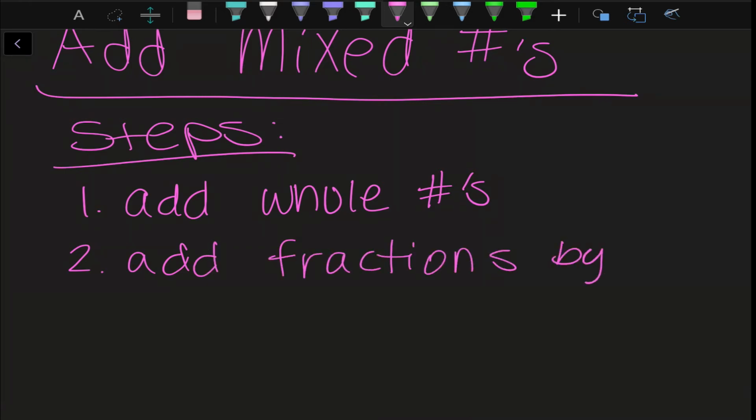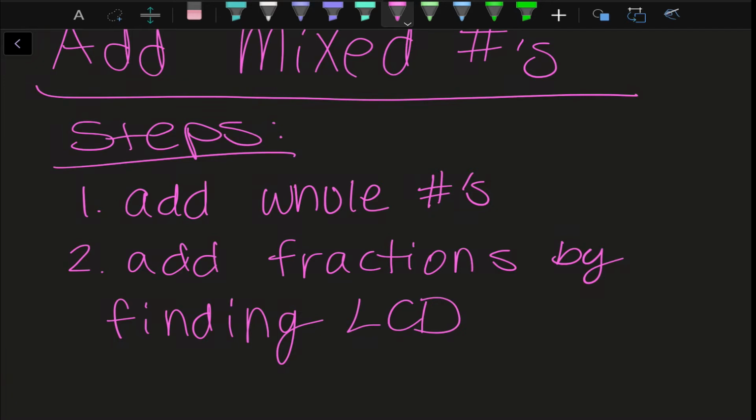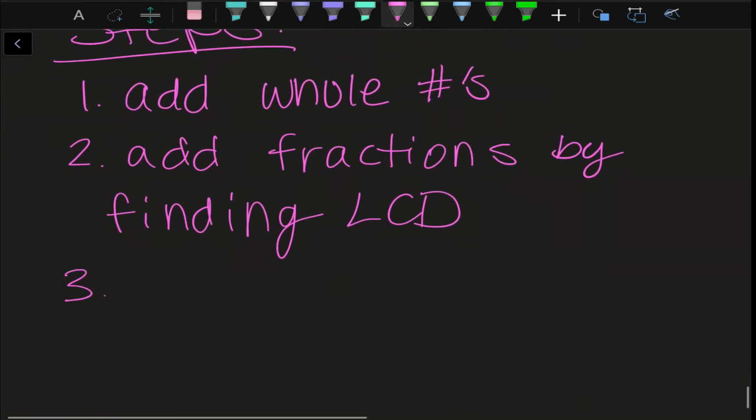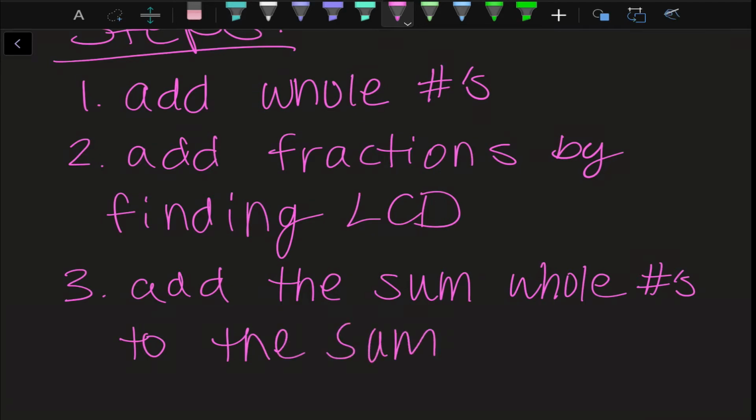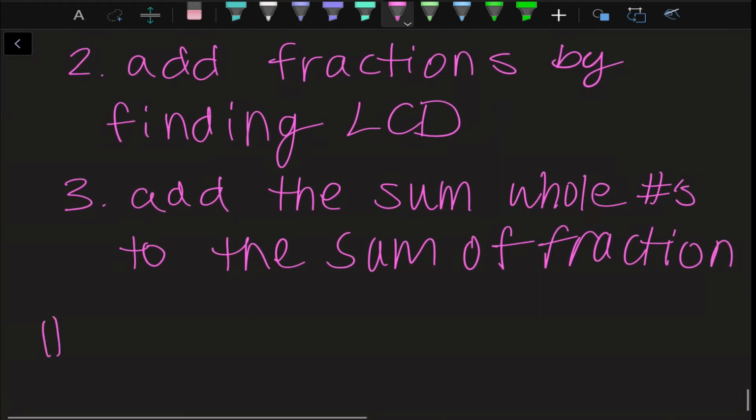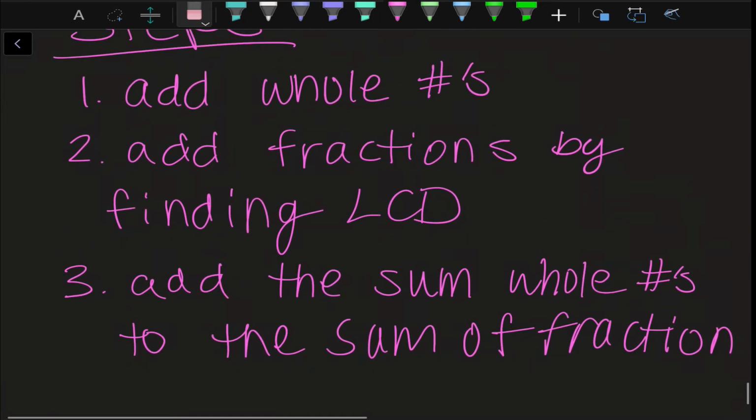by finding the LCD. And our last step is to add the sum of the whole numbers to the sum of the fractions. And what this means is we're just going to take that whole number and place our fraction beside it. Okay, so it's best to explain with an example, so we'll just hop right into an example.